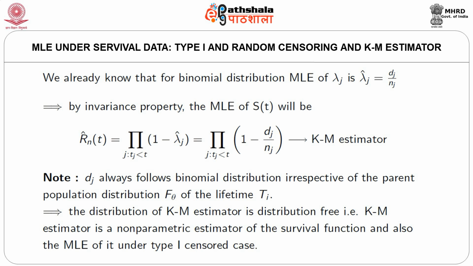This implies, by the invariance property of maximum likelihood estimators, that the MLE of R(t) is Rn(t) equal to the product of (1 minus lambda j hat) taken over all possible j for which tj is less than t, and that is equal to the product of (1 minus dj by nj) over all possible j such that tj is less than small t. But what is this? This is actually nothing but our Kaplan-Meier estimator. So the Kaplan-Meier estimator is the maximum likelihood estimator of the reliability function R(t).